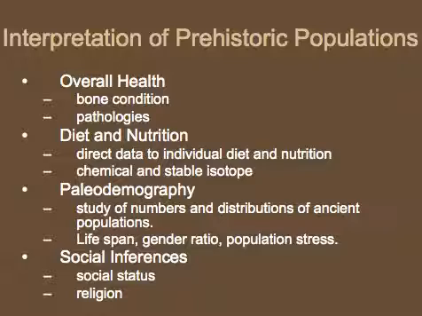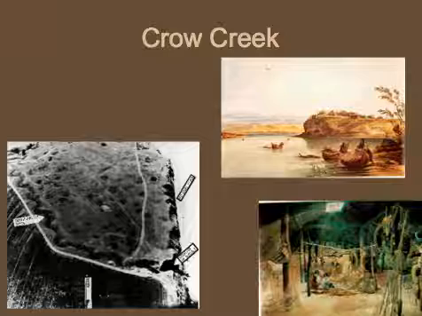So we were talking about how you could use a larger sample set of mortuary data in order to tell large-scale changes such as diet, health, and answer other questions concerning religion, ideology, etc. So we're going to just go through a couple of examples. First example is Crow Creek. This is in South Dakota.